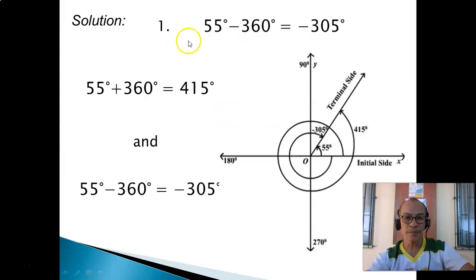Solution: 55 degrees minus 360 degrees is negative 305 degrees. And then 55 degrees plus 360 degrees is equal to 415 degrees. Therefore, 415 degrees and negative 305 degrees are coterminal with 55 degrees.